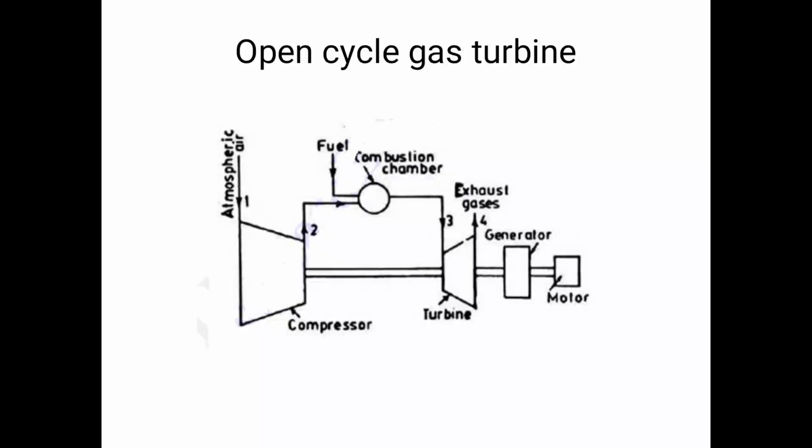So this is the schematic diagram of the open cycle gas turbine. We know the atmospheric air enters into the compressor. The main function of the compressor is to compress the air from low pressure into high pressure. The air is sent to the combustion chamber. In the combustion chamber, the fuel is burned to produce heat energy, and the heated air goes into the turbine to rotate the turbine blades. Here the heat energy is converted into mechanical work. The mechanical energy is connected to the generator to produce power.